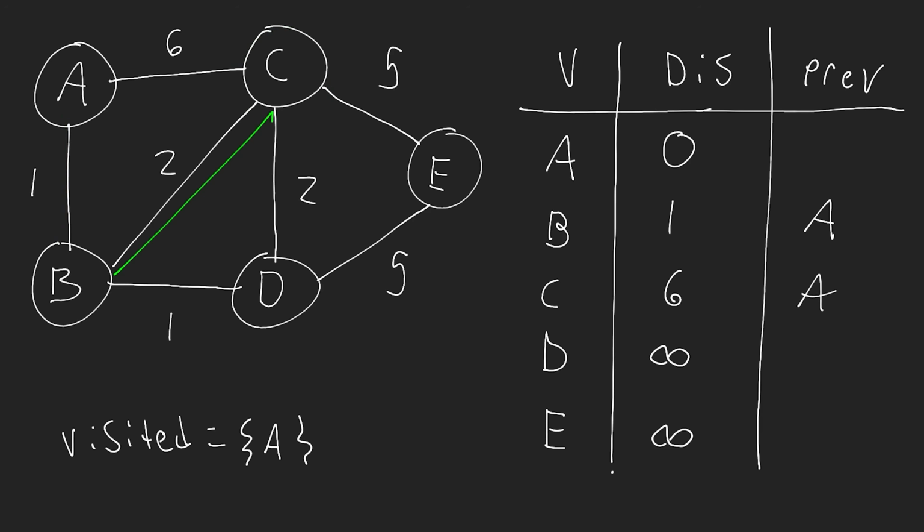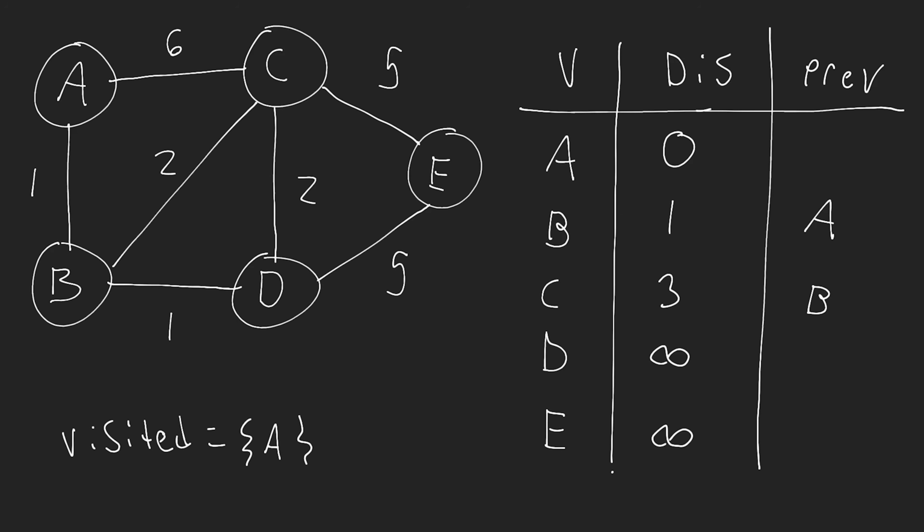So what I do now is I update my table. So I go to C and I set this to be equal to 3, and then I set the previous node to be B, okay? So when I update the distances, I'm adding whatever the distance is to the current node plus the edge weight to the new node, and then I'm using that as the shortest distance. So now we visited C. Now we need to visit D.